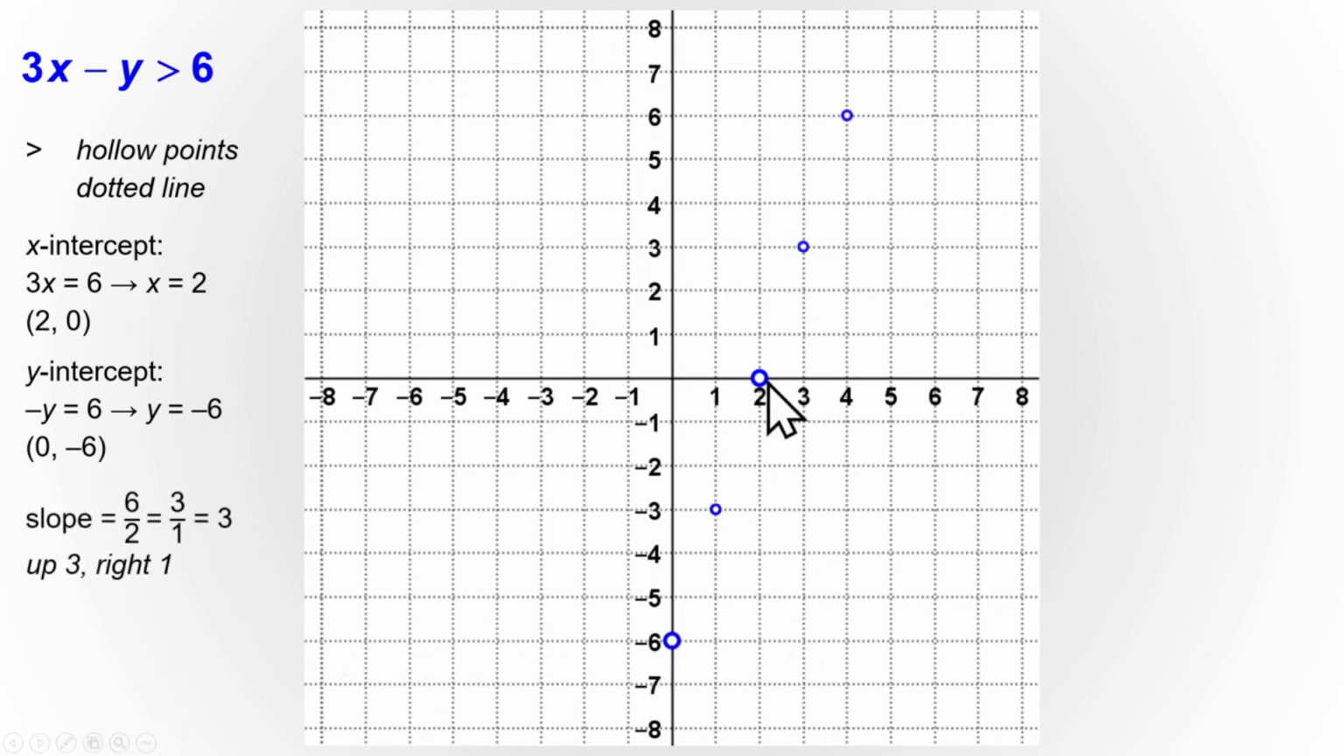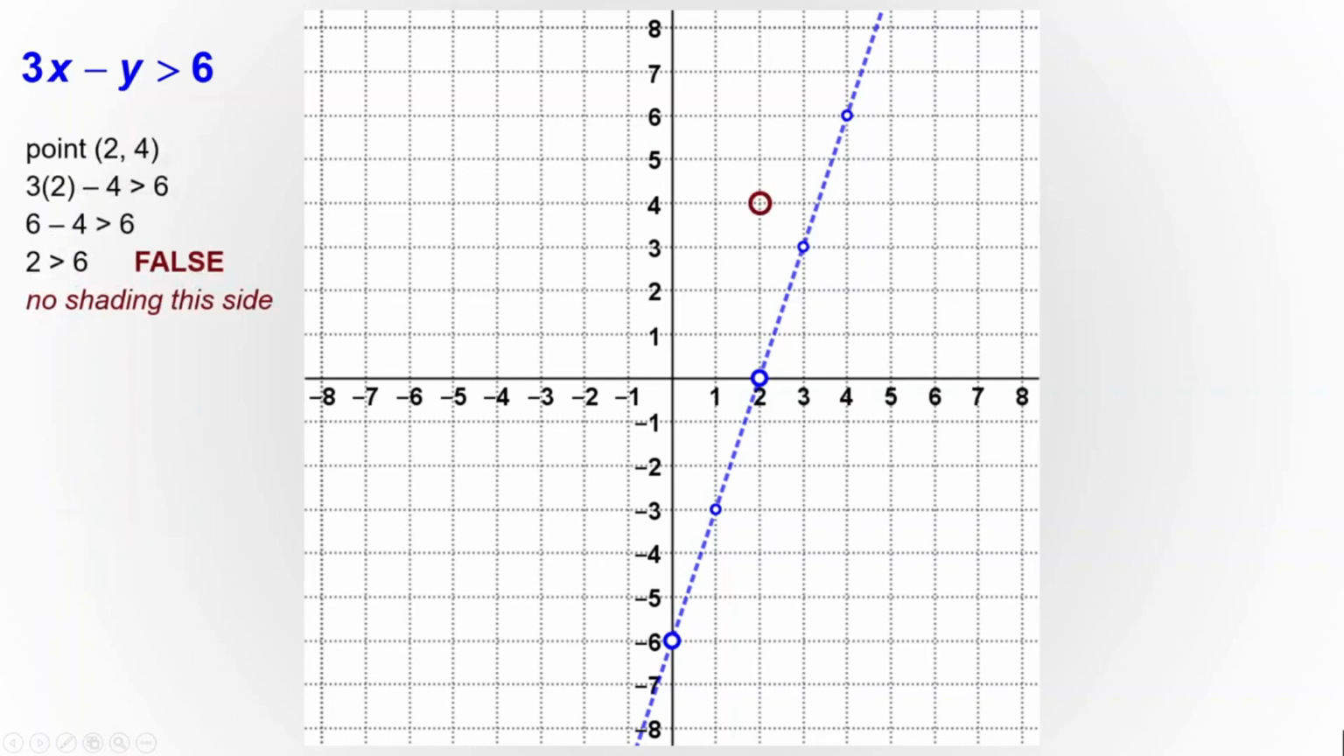Because if I go up 6 and over 2, it is the same as going up 3 and over 1. And so I'll continue to do that, and now I'll draw my dotted line through those particular points. So now it came time for me to select a point not on this particular line. I chose the point (2, 4).